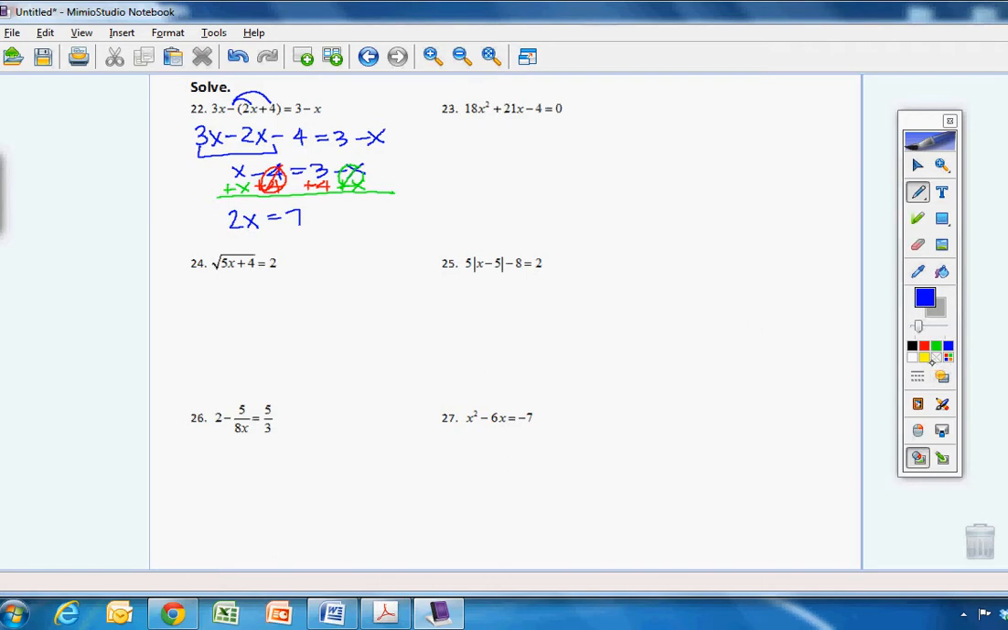And again, I need to get x alone, so I'm going to divide it by 2. So this cancels into a 1. So I am finally left with x equals 7 halves.